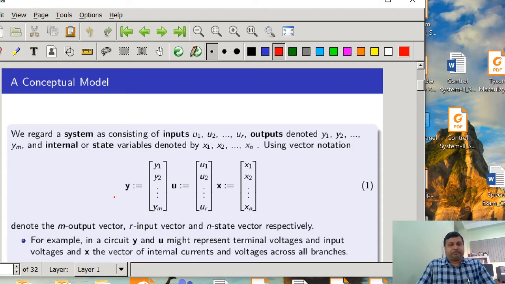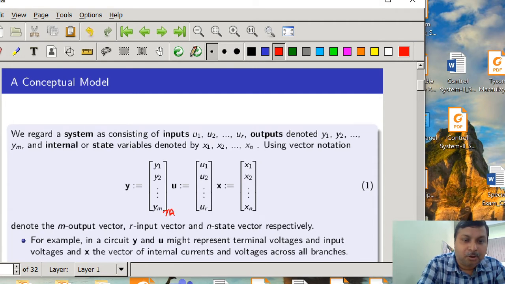To represent them, we are using vector notation because it will be easy, since we have r inputs and m outputs. So here you see y is a vector having m components, y1, y2, ym. The size of this vector is m cross 1.